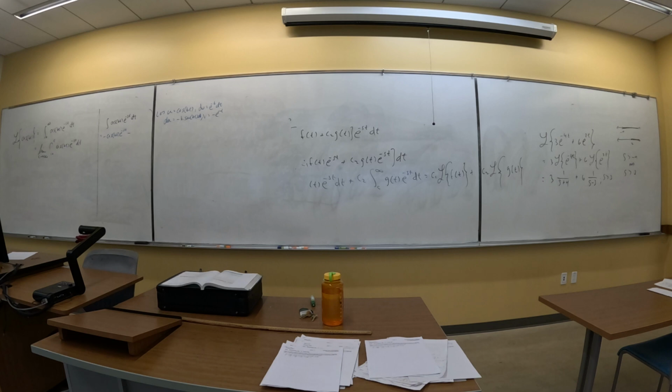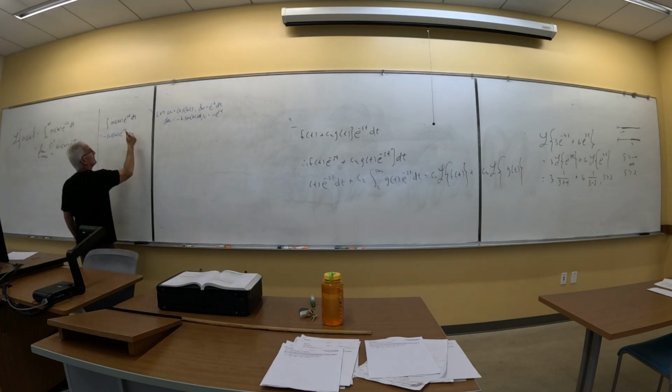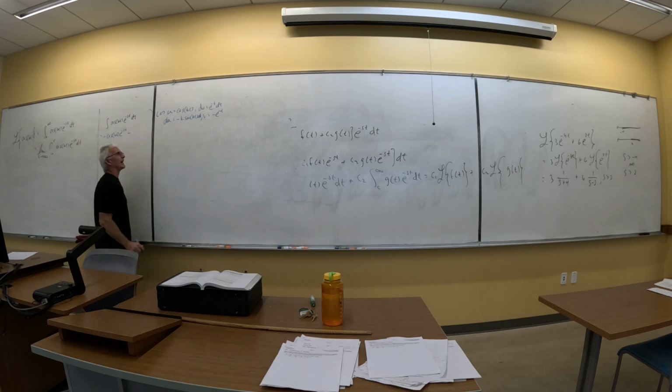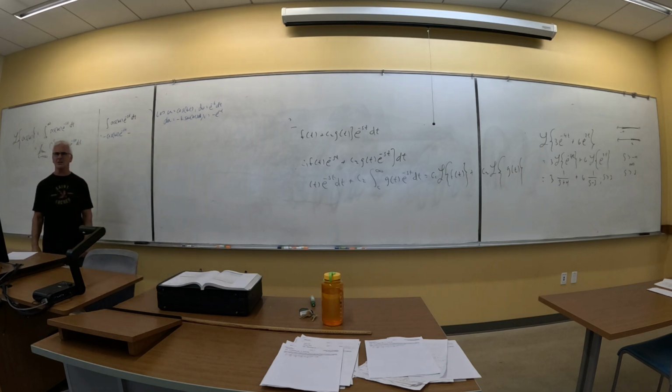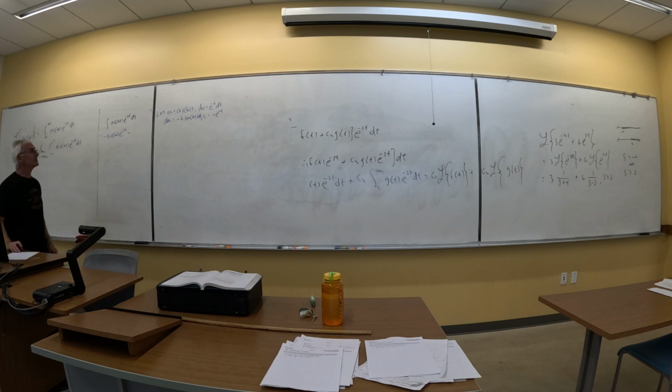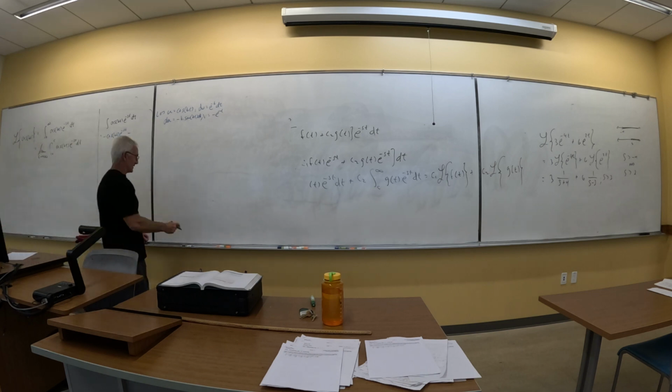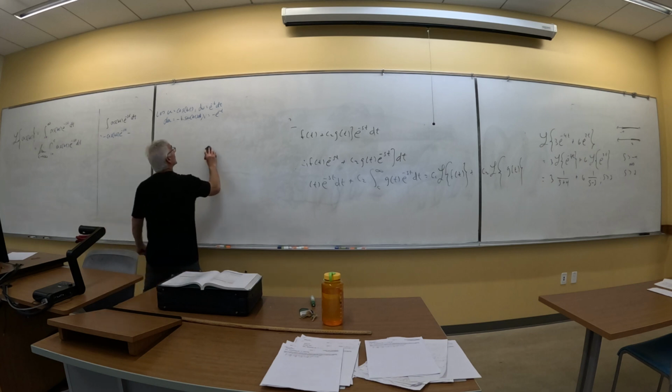So uv minus v du, but both of those are negative, so this is still going to be a negative, isn't it? Now, what do you want to do with the k? You want it inside the integral or outside? Oh, wait. Should the dv be e to the negative st? So then v equals... Oh, jeez, Louise.